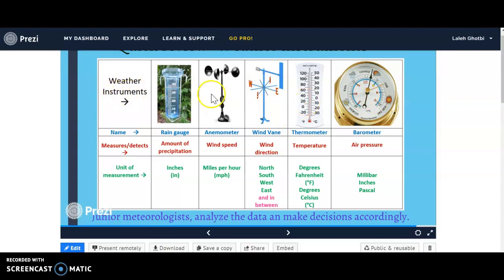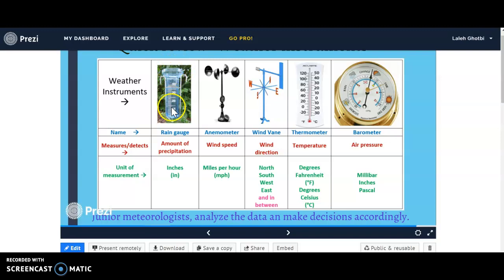By now you should be familiar with the weather instruments and what they do. So this is the picture of weather instruments, and if you remember, we have different pictures. They come in all shapes and sizes. I just included one example of each here.